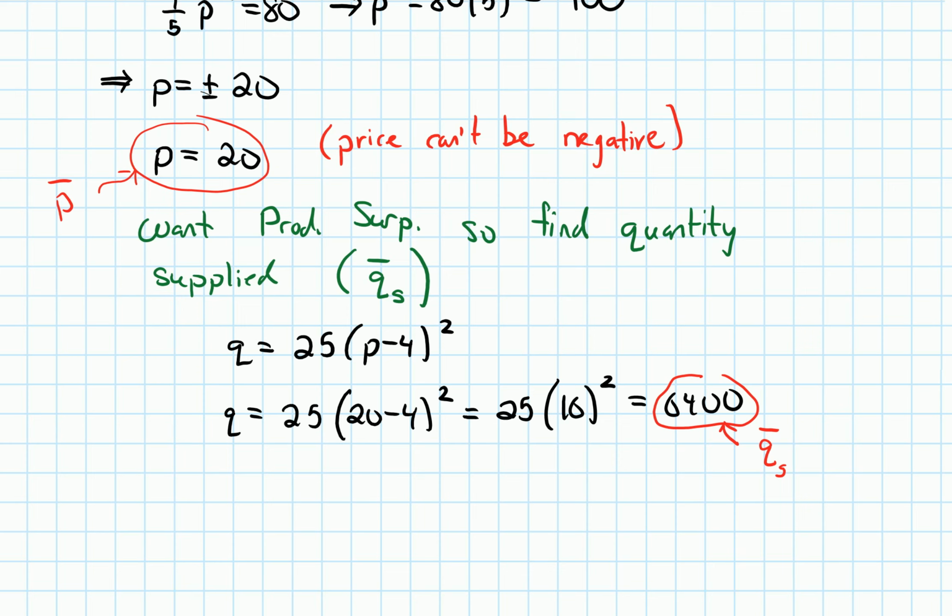All right, we are ready to set up our integral. I know I need 0 to Q bar. For producer surplus, it's P bar, the price level, minus the supply function in terms of variable Q, dQ. I know P bar, the price level, is 20. I know Q bar is 6,400. But I need my supply function, so I need to find S of Q.